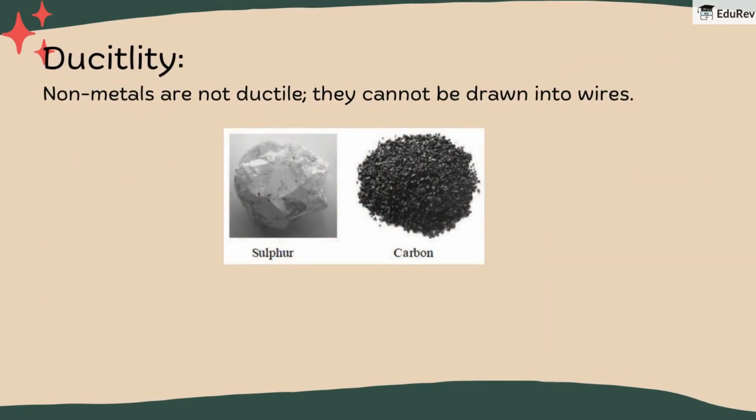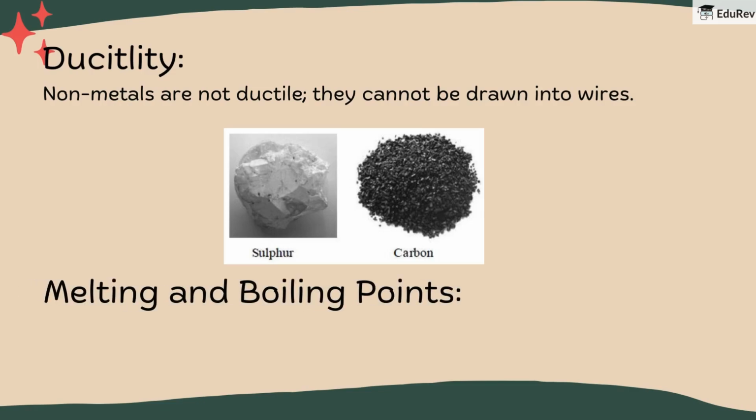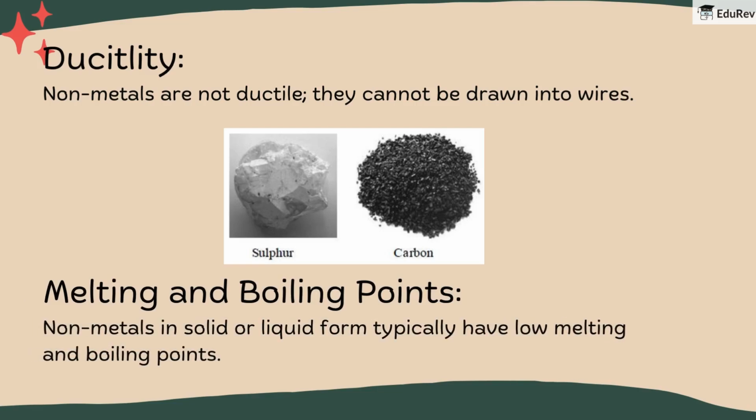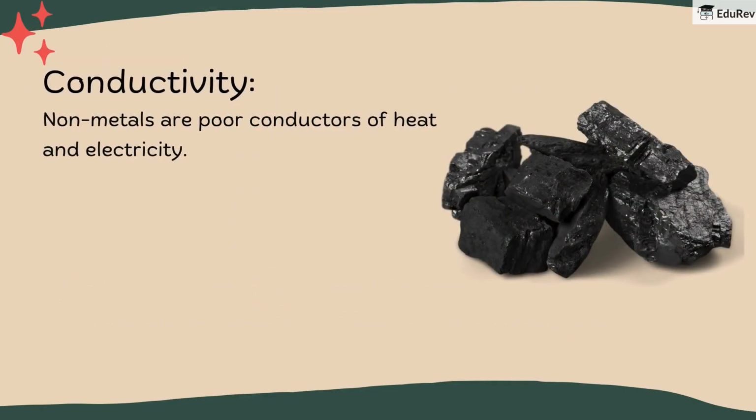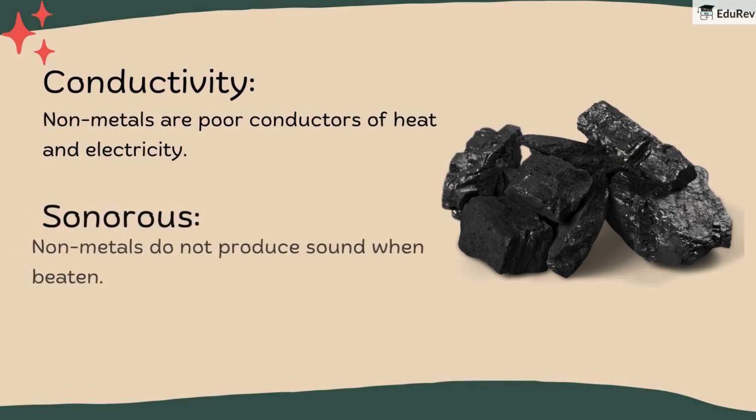Ductility. Nonmetals are not ductile. They cannot be drawn into wires. Melting and boiling points. Nonmetals in solid or liquid form typically have low melting and boiling points. Conductivity. Nonmetals are poor conductors of heat and electricity. Sonorous. Nonmetals do not produce sound when beaten.